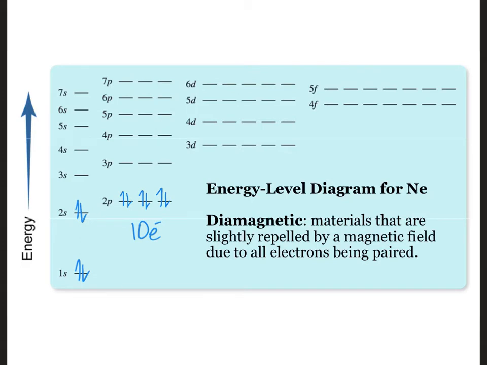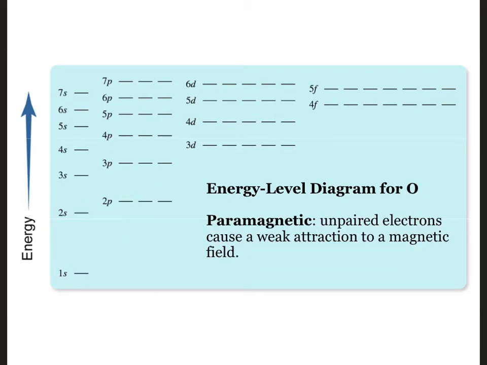Elements with no unpaired electrons are diamagnetic. These are not attracted to a magnetic field, but are very slightly repelled by it instead. To help me remember the term, I think of elements with all their electrons paired as being overly dramatic. I'd rather die than be attracted to you, magnetic field. Diamagnetic. Neon is diamagnetic.